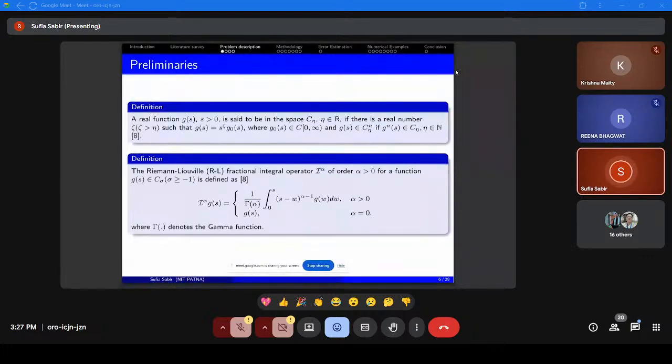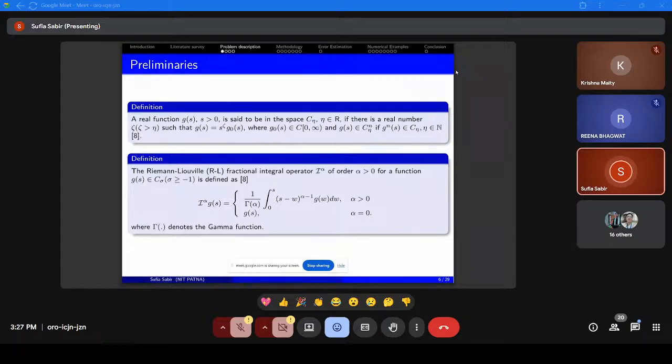Here we have defined some basic definitions. A function g(s) is said to be in this space if we can find a real number zeta which is greater than it, and we can express this function g(s) in the form of s to the power zeta times g0(s), where g0 is a continuous function.